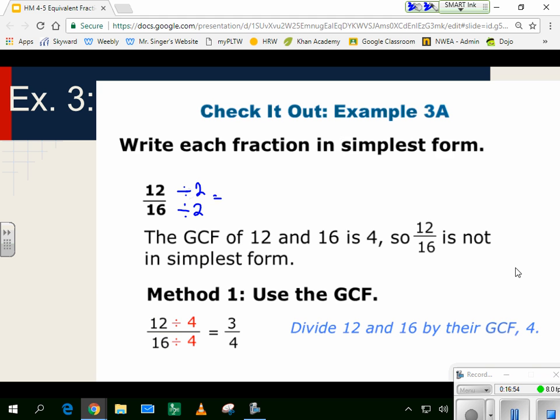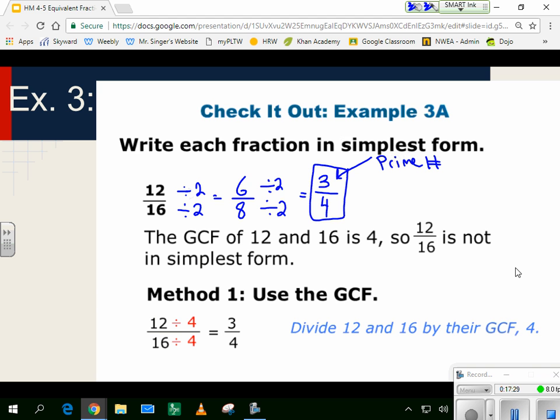So 12 divided by 2 is 6, and 16 divided by 2 is 8. 6/8 is smaller, but again, I'm looking at it and going, the 6 and the 8 are both even. I can divide both of those by 2 again. 6 divided by 2 is 3. 8 divided by 2 is 4. Now, if I look at it, the numerator is a prime number, and that's how I know that I'm done. 3 can't go into 4. There's no number that they share as a common factor except for 1. So that's how you're done with it.